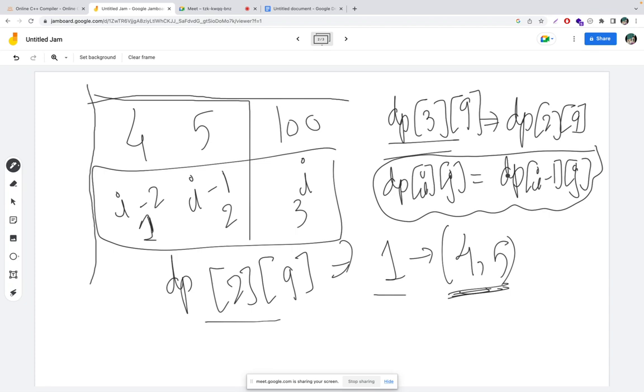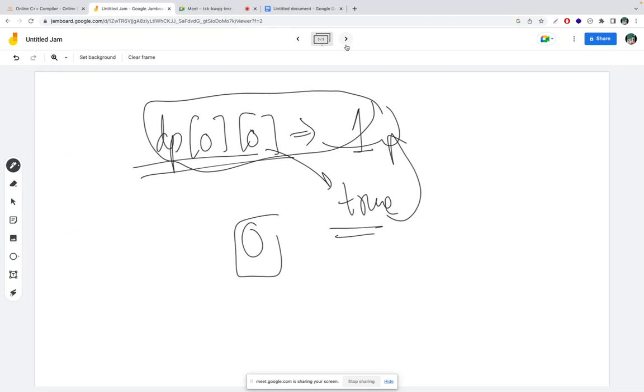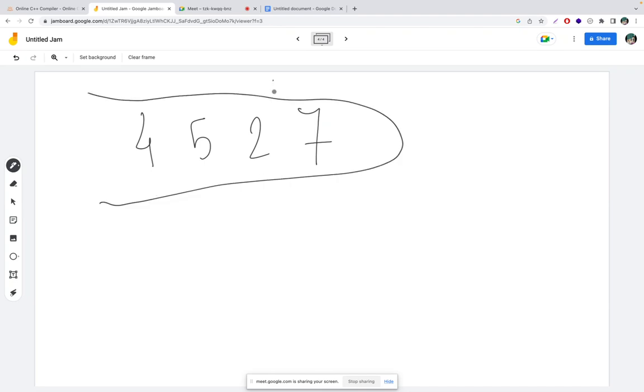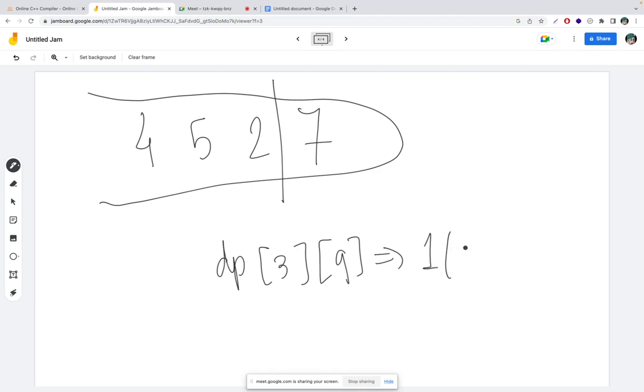Okay. So guys, this is one way. There is another way also which you guys are missing. Let me clear it up. Say you had 4, you had 5, you had 2, and you had 7. Clear, guys? Vikram and Raj, both of you, and in the chat, please tell me what will be the answer of DP of 3 of 9. How many ways are there to get the sum as 9 using the first three elements? Which is that way?